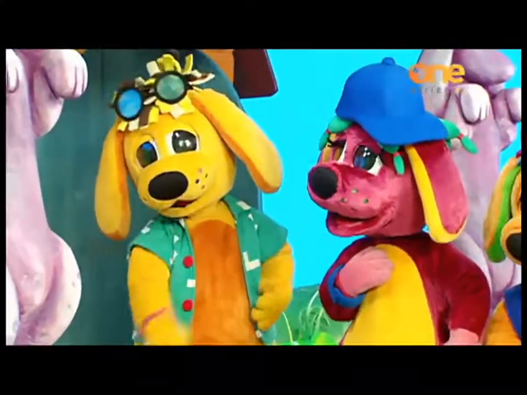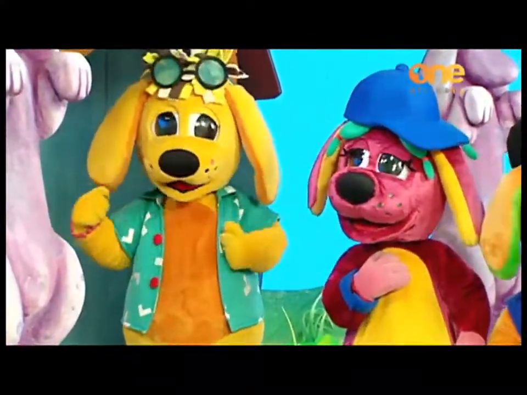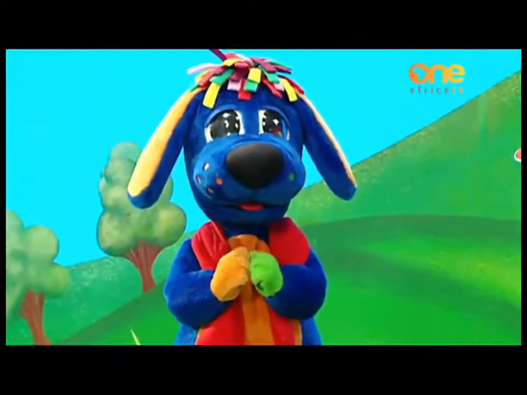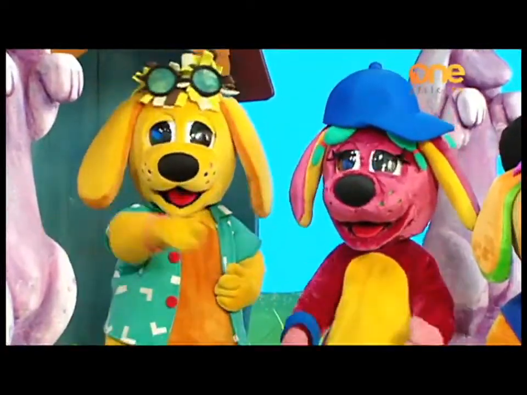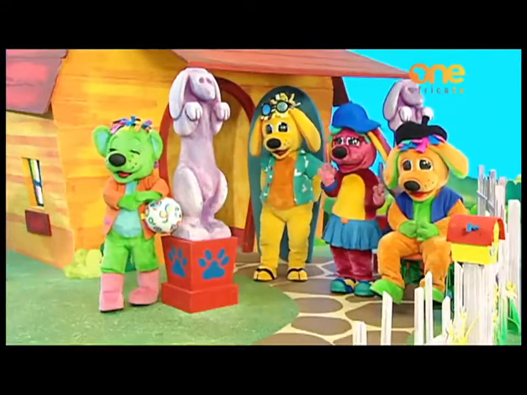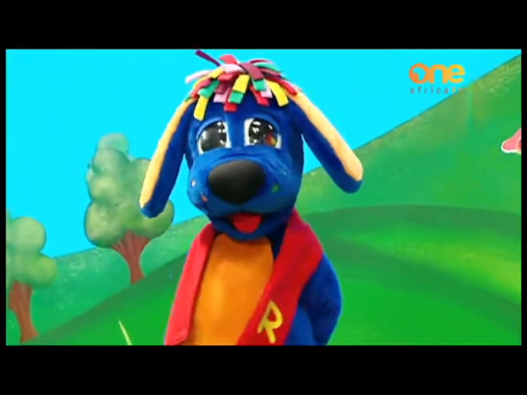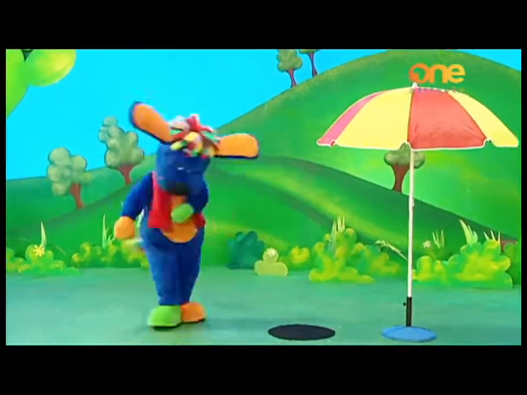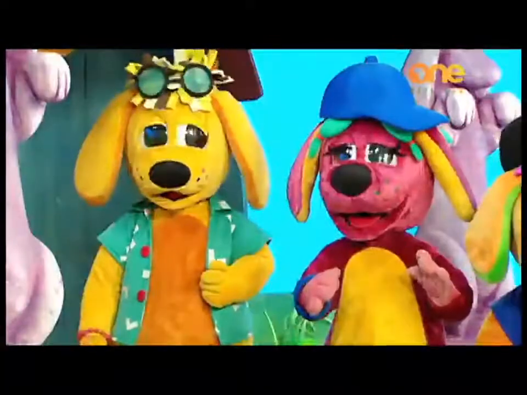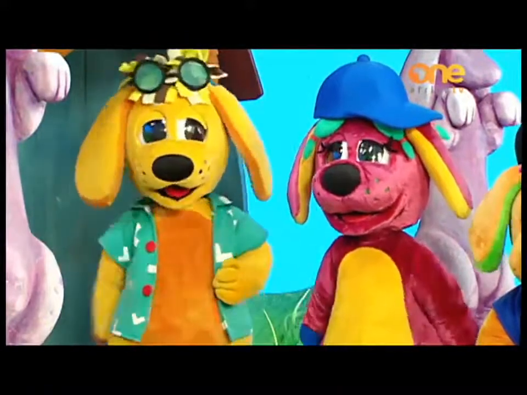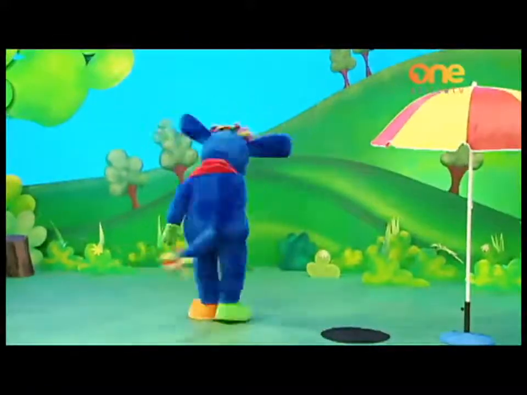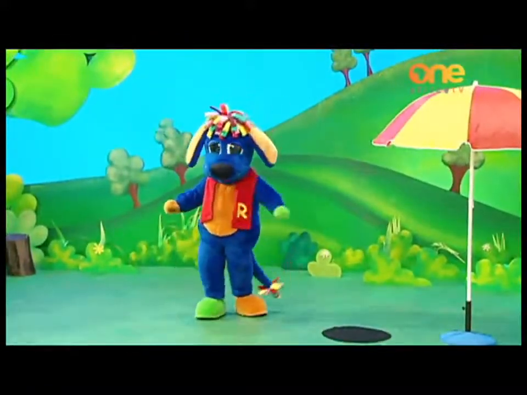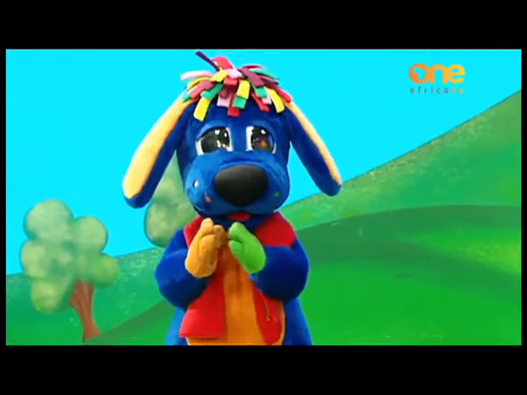Now it's time for the coolest direction of them all. What? What? Running around and around and chasing your tail. I love running around chasing my tail. I'm a tail-chasing champion. Now chase your tail the other way around. Now I'm really ready for my directions test.